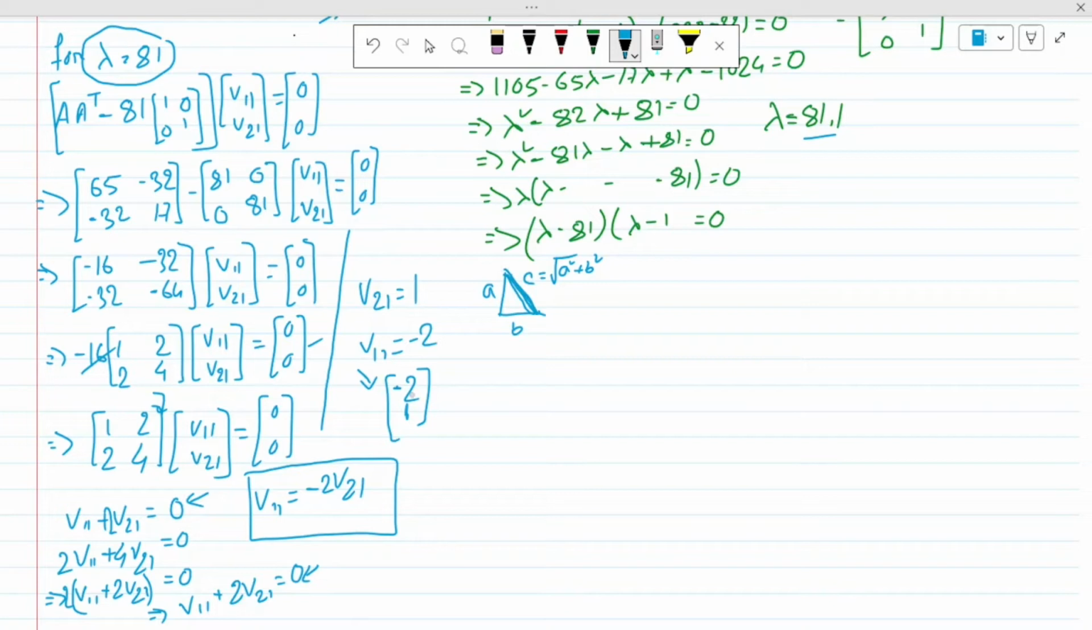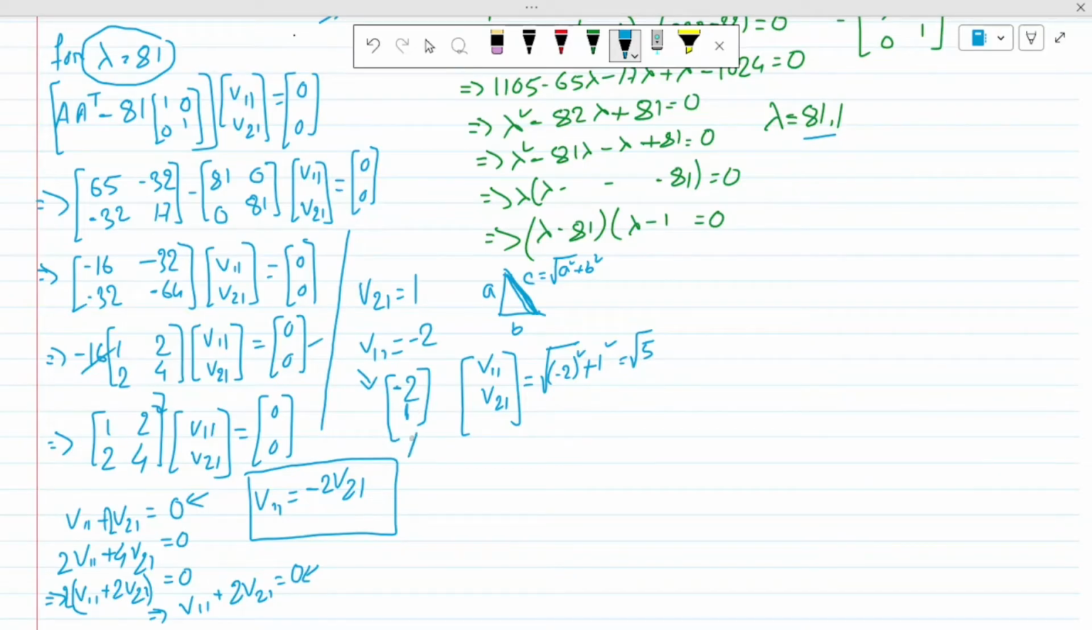Same thing here. What will be the length of this vector? The length of the vector V11, V21 will be equal to the square root of minus 2 square, meaning A square, plus the second value 1 square. If you solve it, you will have root over 5, right? 2 square is 4 plus 1 is 5. So root over 5 is the length of the vector.